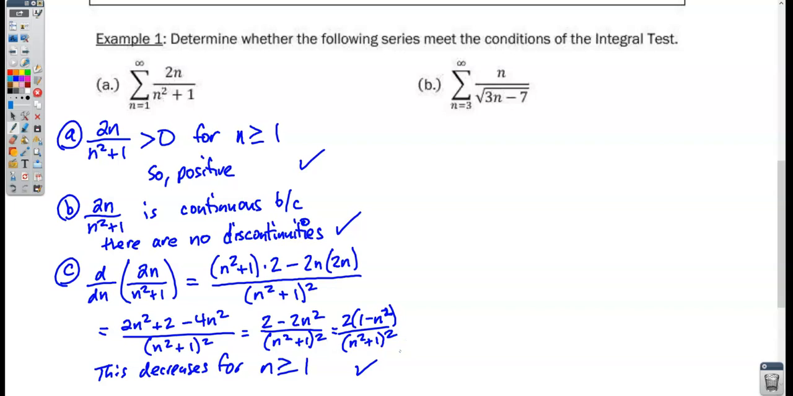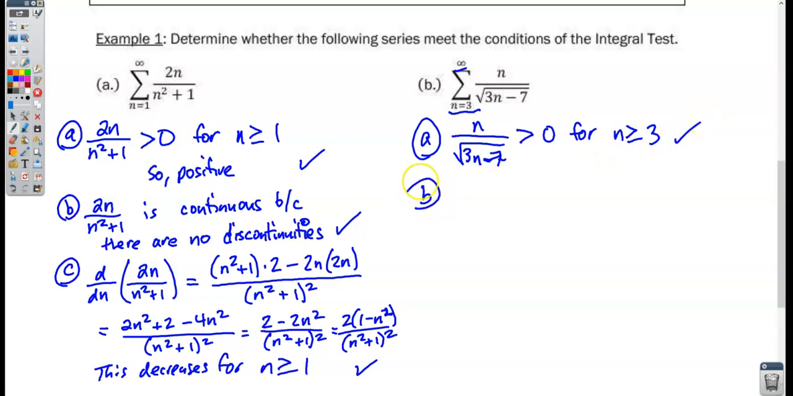All right, so looking at example B, we're going to go back through and look at this series and whether it meets the same three conditions. So you go ahead and start with, is it always positive? And we're looking at the sum from 3 to infinity here. So we really are only concerned with it being positive from 3 to infinity. Well, if you think about this, the square root always outputs a positive value. For n greater than or equal to 3, this is always going to be a positive value. And for all values of n, the numerator is going to be positive. So we're good there. This is going to be positive for all n greater than or equal to 3. So it meets that characteristic.